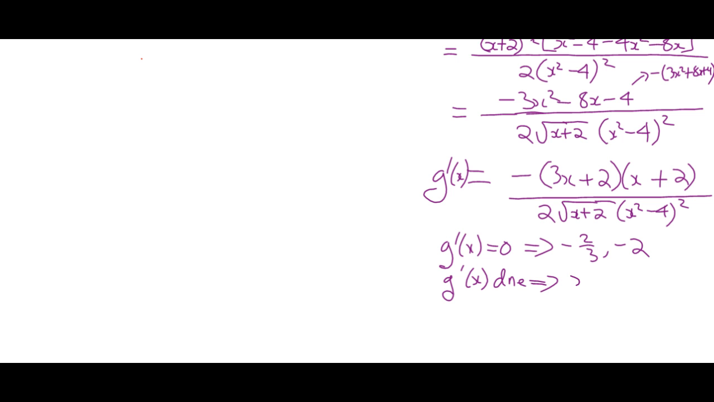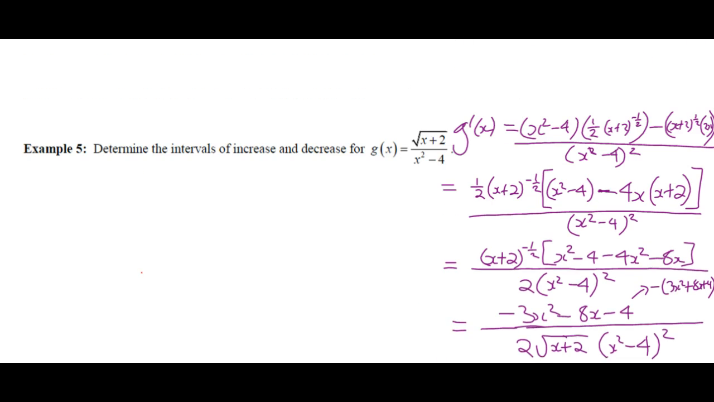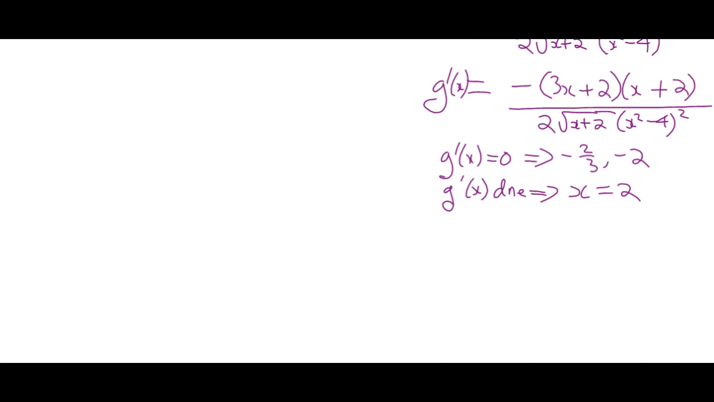Is equal to or less than negative 2. Okay, so first off, x equals 2 is going to be a problem because that'll give you a 0 here, right? So it won't exist when x is 2. But g prime of x itself only exists when x is greater than or equal to negative 2, right? Because of the expression under the root sign.